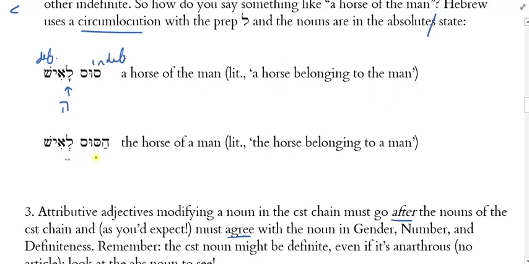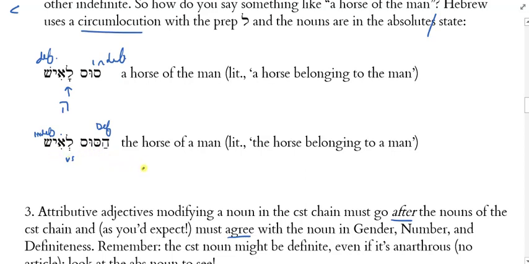Now take a look at the second example. Say this with me. Hasus le'ish. All right. Is sus definite here? Yes, this is definite. Le'ish. Is ish definite? No, there is no article swallowed in le'ish. You see the vocal shava here? That tells you there's no hey whose vowel has been left behind. This is just the normal pointing on a lamed preposition. So this is indefinite. So, definite horse, but an indefinite man.